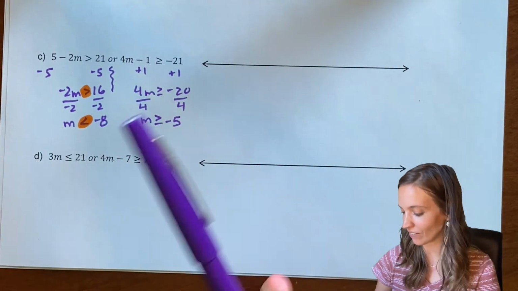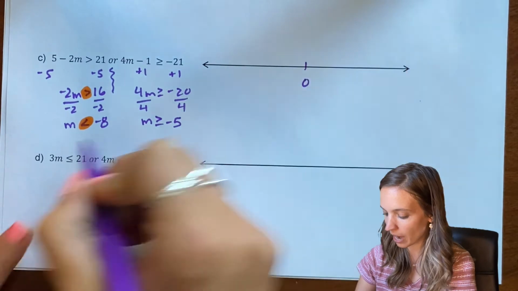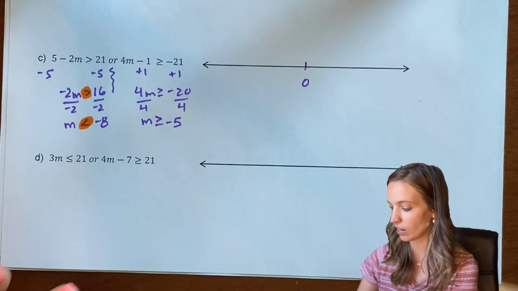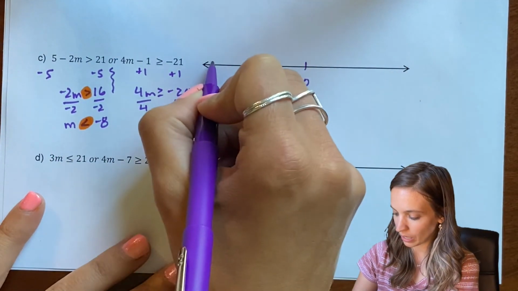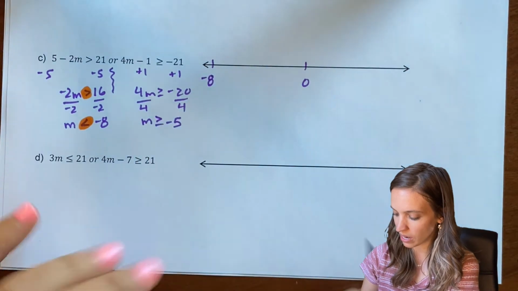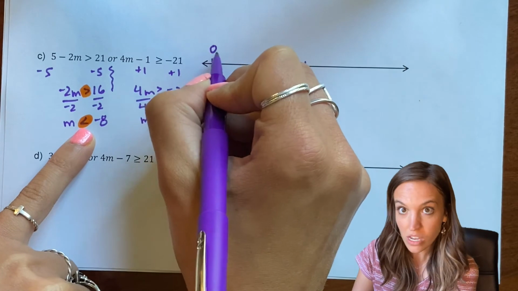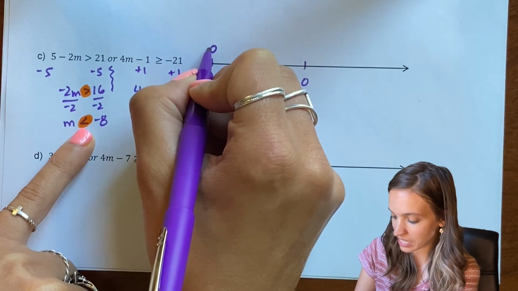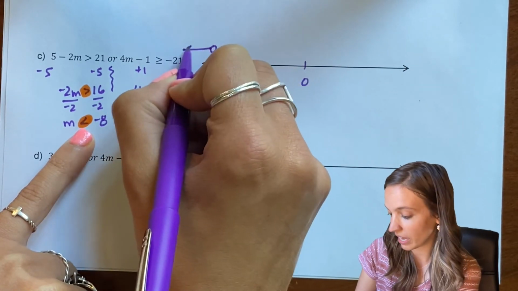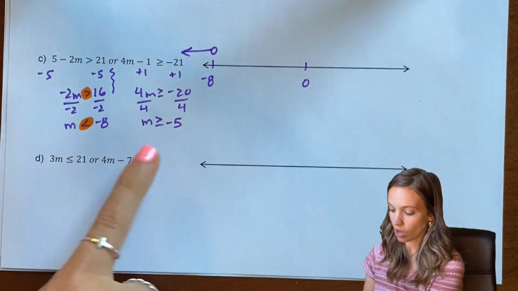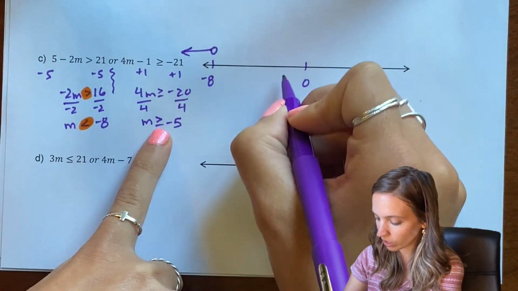Let's see how this graphs. So let me get my 0 on here. m is less than -8 is going to be the first one I graph. So -8 would be way over here if my 0 is going to be in the center. Less than is going to be an open circle. Make sure it's obviously open, and then less than, so that could be -9, -10, so I'm going to point it to the left. Okay, then m is greater than or equal to -5.